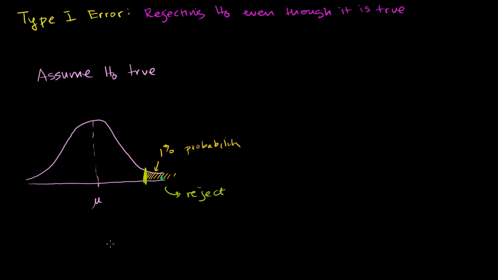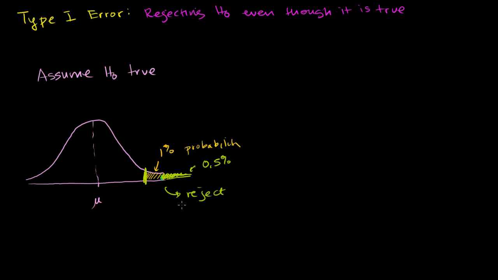Now, what does that mean, though? Let's say that the probability of getting a result like that or that much more extreme is just this area right here. So let's say it's 0.5%. And because it's so unlikely to get a statistic like that, assuming that the null hypothesis is true, we decide to reject the null hypothesis.